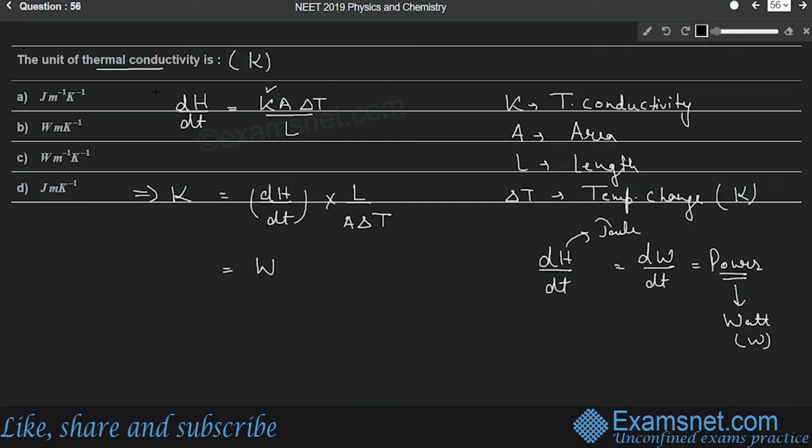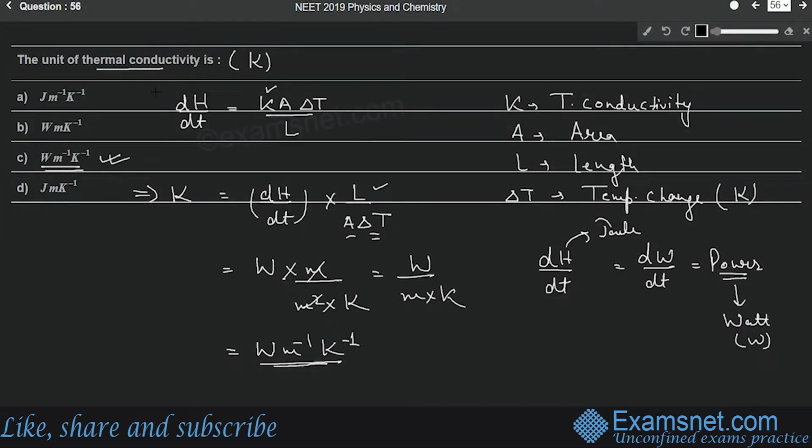What is the unit for length? It is meter. The unit for A will be meter square. The unit of delta T, change in temperature, will be Kelvin. So one meter cancels. What will be left? W by m into K. So we can write it as W m minus 1 K minus 1, that means watt per meter per Kelvin. That means option C will be the correct answer.